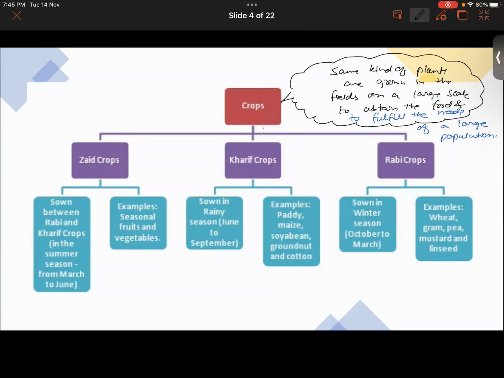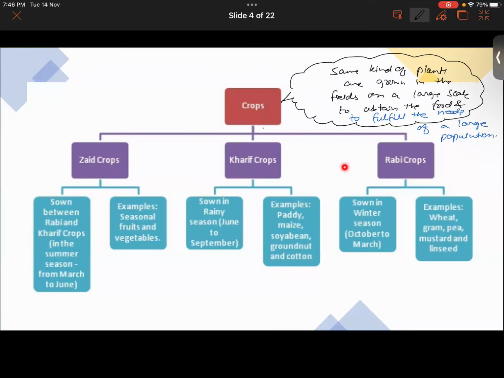So no matter whether you grow wheat or rice or maize or pulses, all of these are examples of crops, right? And on the seasonal basis, we divide crops into kharif crops and rabi crops. Now, what are these two types of crops? Look here. First of all, let's talk about kharif crops and then the rabi crops.